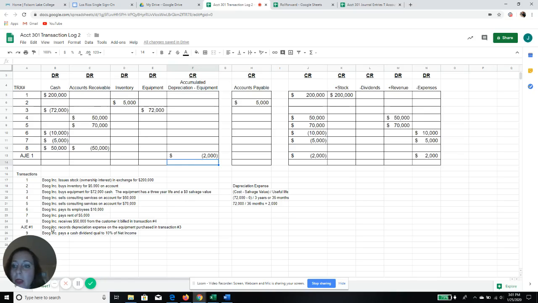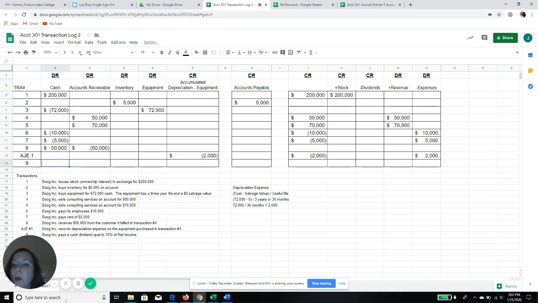Our final journal entry, number 9, we are going to pay a cash dividend equal to 10% of net income. Let's just fix that typo. Equal to 10% of net income. So before we know how much of a dividend we're going to pay, we have to calculate net income. So net income equals revenue minus expenses.